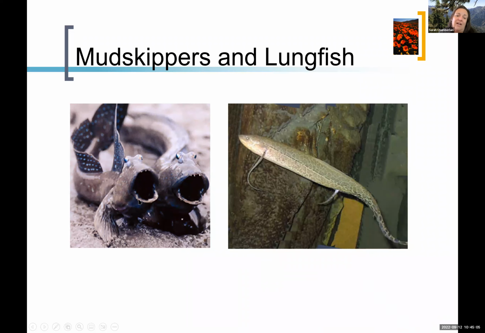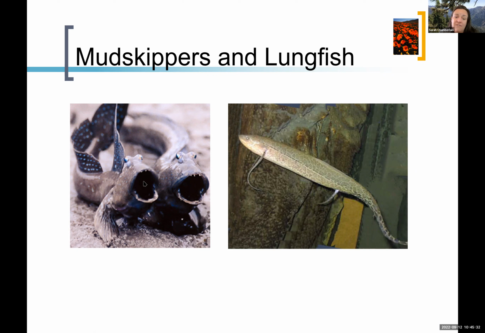Mud skippers, and I just like this picture because it amuses me. So mud skippers are these fish that use their swim bladder. Swim bladders are normally, in most fish, used for buoyancy, right? When they're in the water, so that they don't sink. It helps them stay afloat without having to use too much energy to stay buoyant in the water.